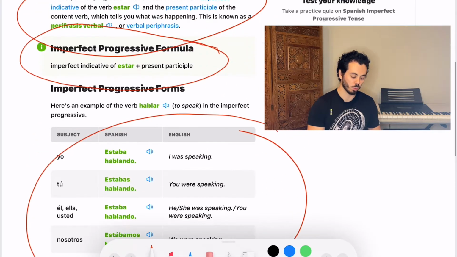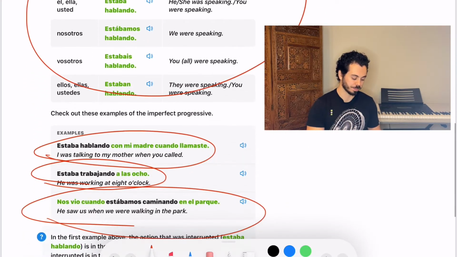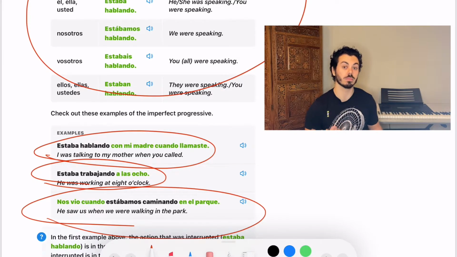So the 90% rule for this is you want to think of it as the imperfect, but you really want to emphasize that you were doing something before you're interrupted. So for example, estaba hablando con mi madre. You could use it as I was talking with my mother. You could but it's kind of, at times, it can seem a little odd to say estaba hablando con mi madre.